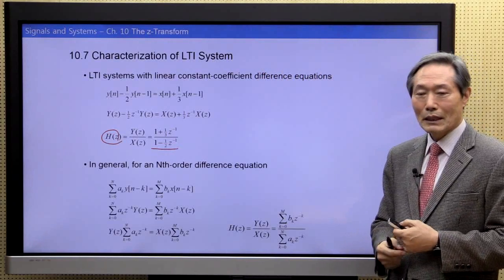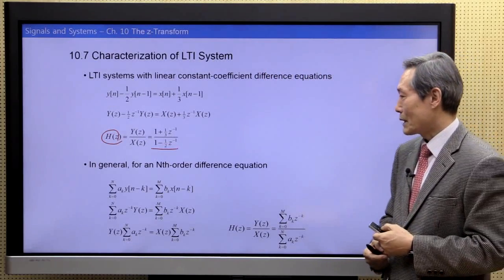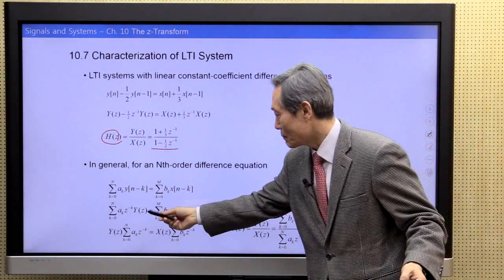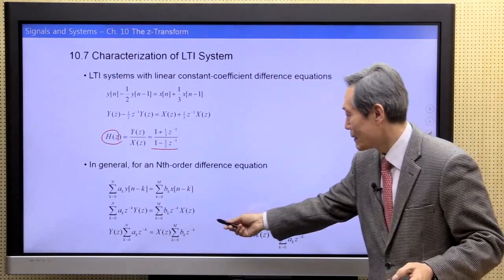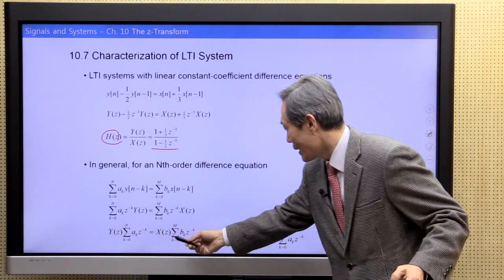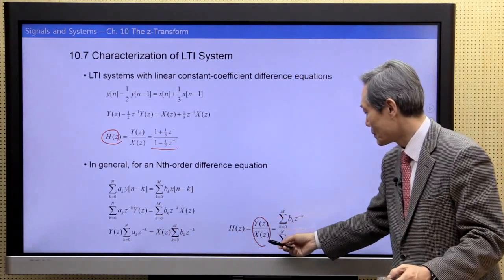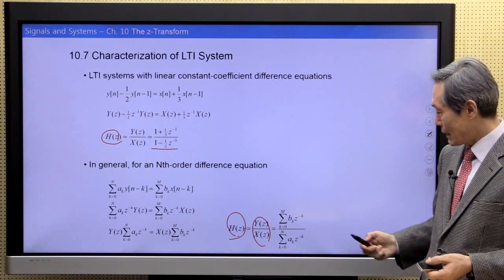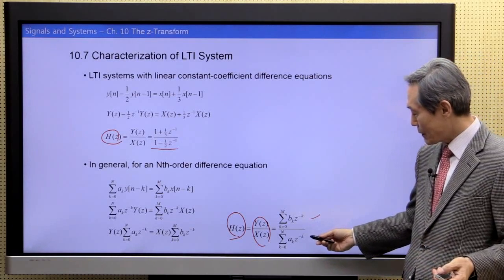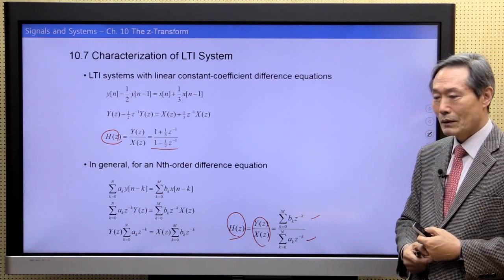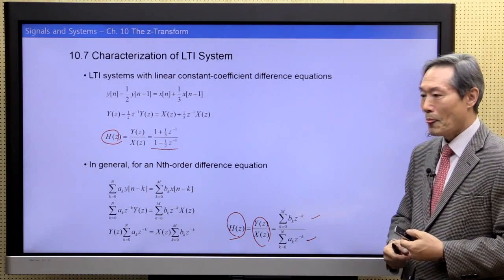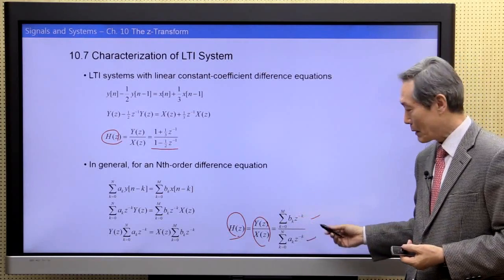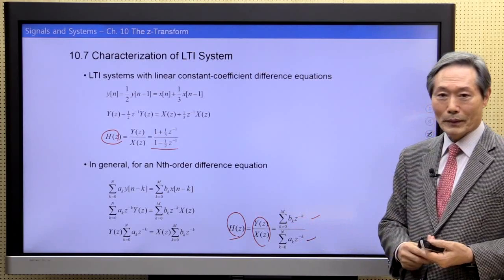In general, given an nth order difference equation like this, we take its G transform like that, or that, and we determine the ratio, then we get G transform of the system. It has numerator part and denominator part. We can draw the magnitude characteristic out of the pole zero diagram determined by those numerators and denominators.